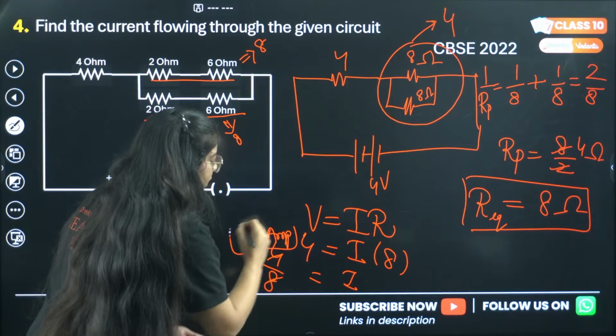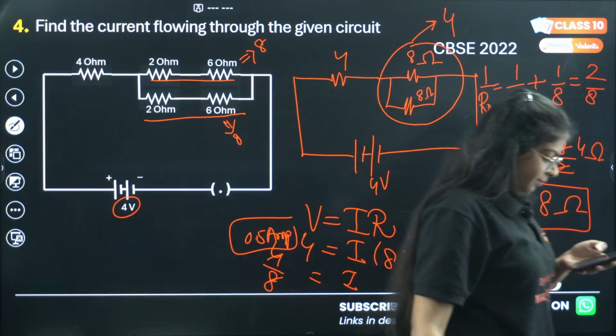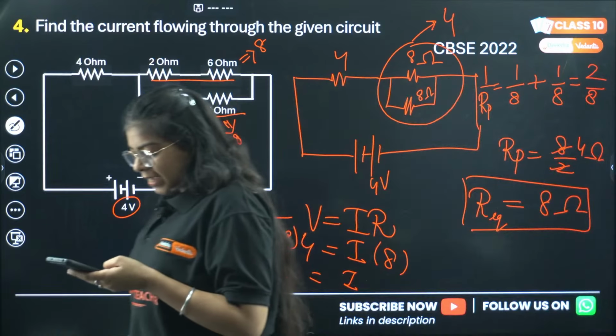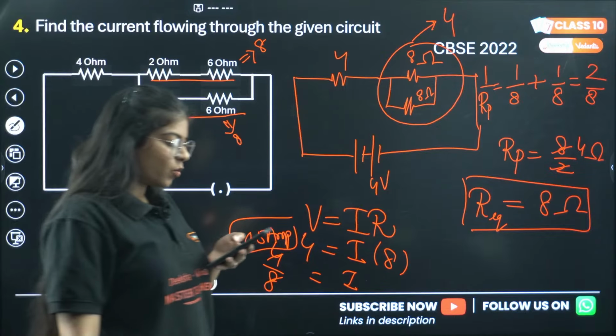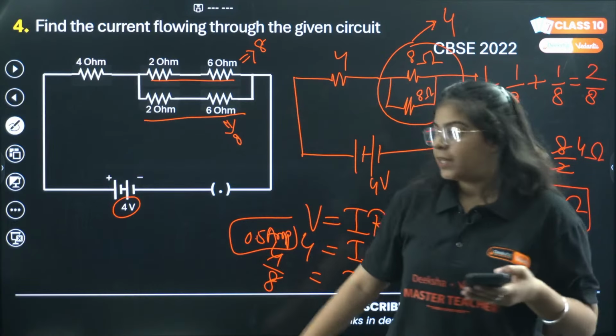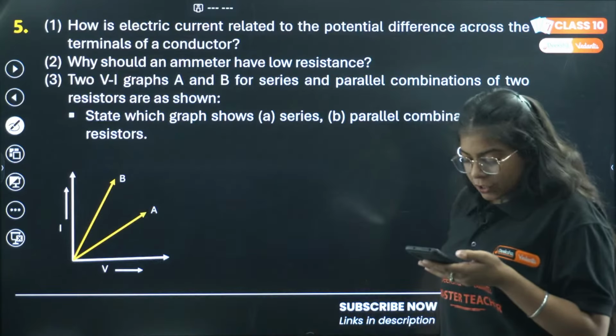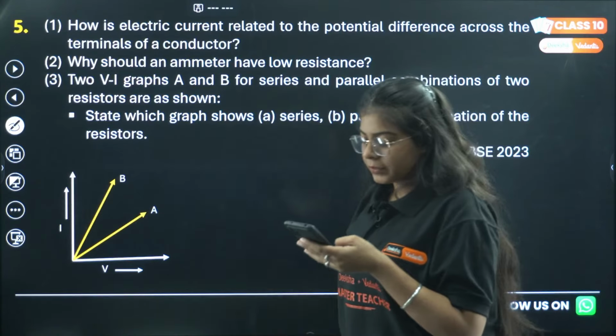Every one of you was correct, yaar. You are so great. 0.5 ampere. Okay, anyone who didn't understand this question? Okay, let's move on to the next one. 5th question. Kudos to everyone who gave the answer 0.5.